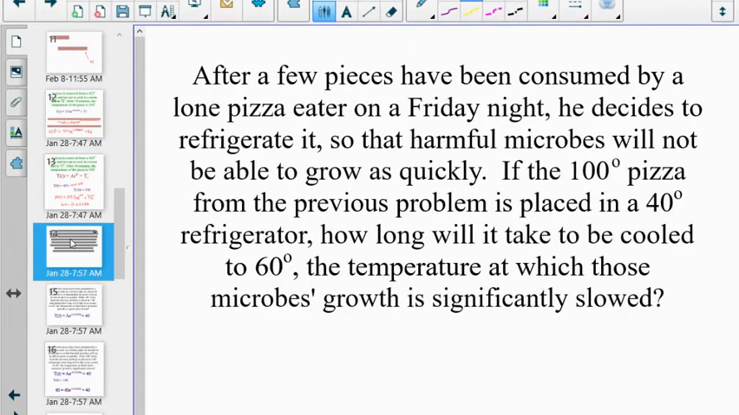The second part of my question looks like this. After a few pieces have been consumed, the lonely pizza eater decides he wants to put it in the refrigerator. And so we're looking at the pizza being down to 100 degrees. So we're assuming that the pizza is at 100 degrees from the previous situation. I'm going to place it into the 40-degree refrigerator. So maybe I'm going to give you a second just to process what you're reading.